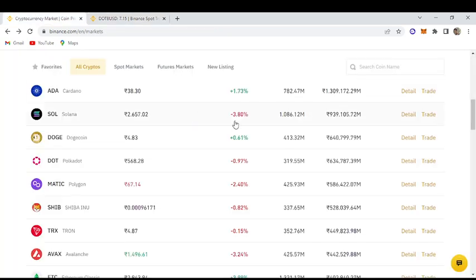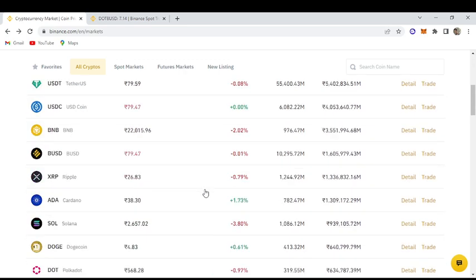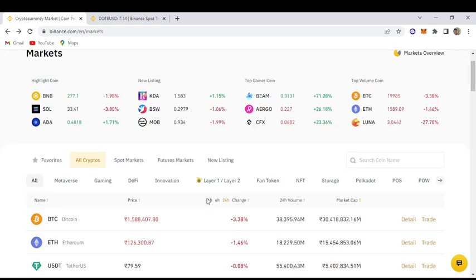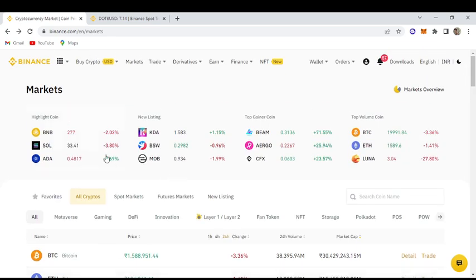So that's all for today, guys. We have talked about a lot of coins from the top by volume: the top coins in Binance, the highlight coins, some new listings, some top gainers. So thank you, guys.